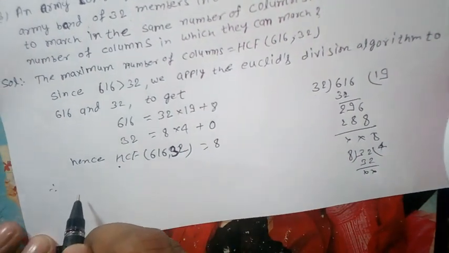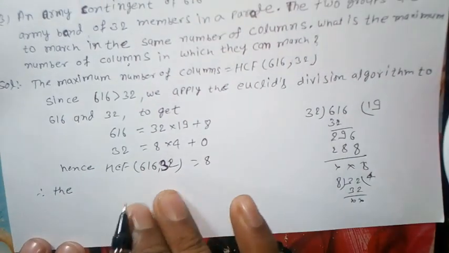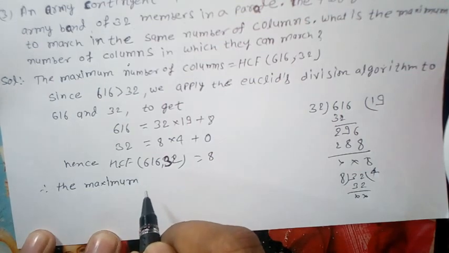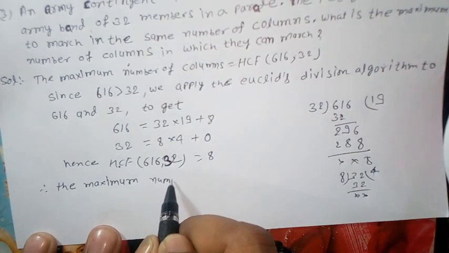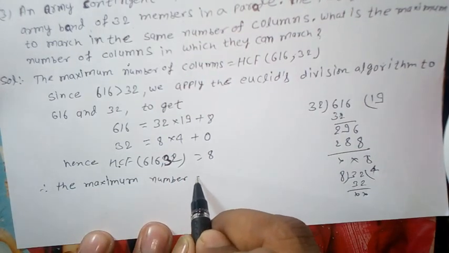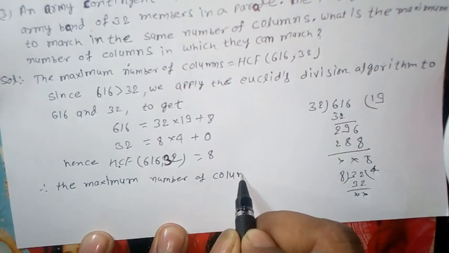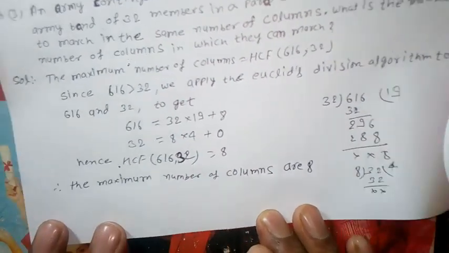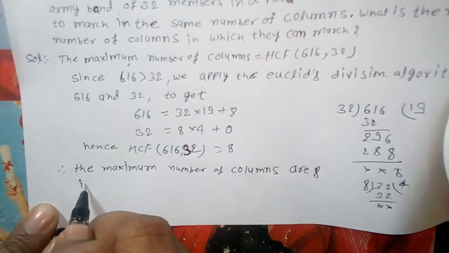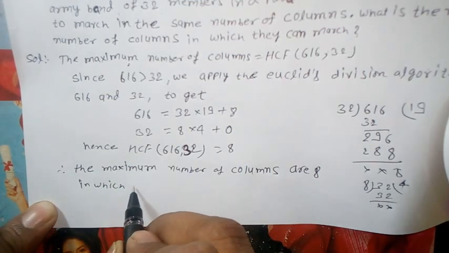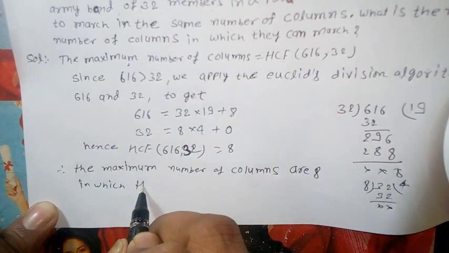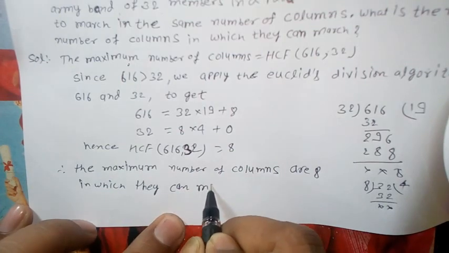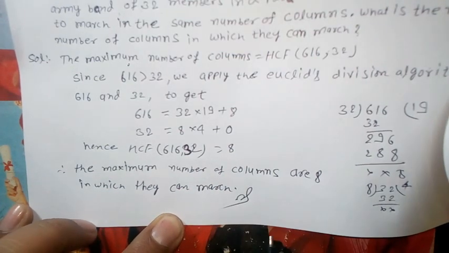Therefore, the maximum number of columns in which they can march is 8. Answer.